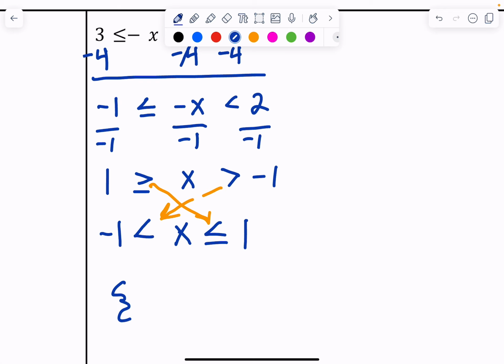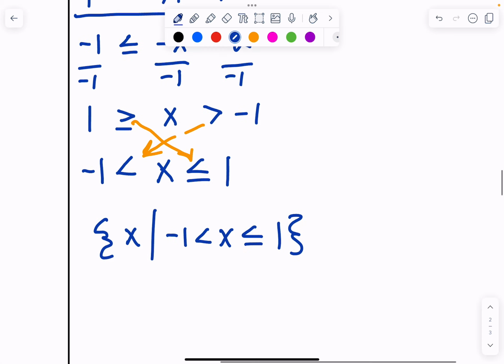So for set notation, we've got x such that -1 is less than x is less than or equal to +1. And interval notation, -1 is not included, so curved bracket, comma 1 included, square bracket.